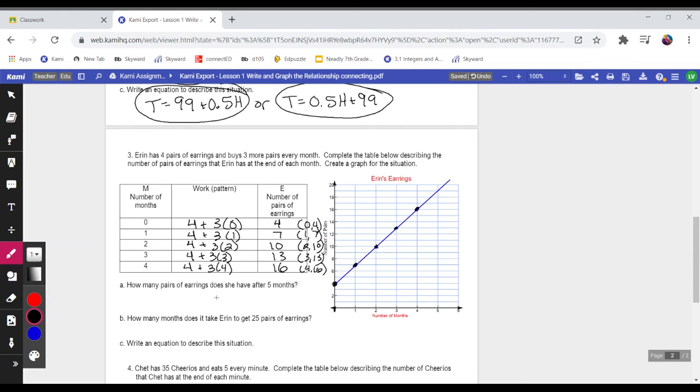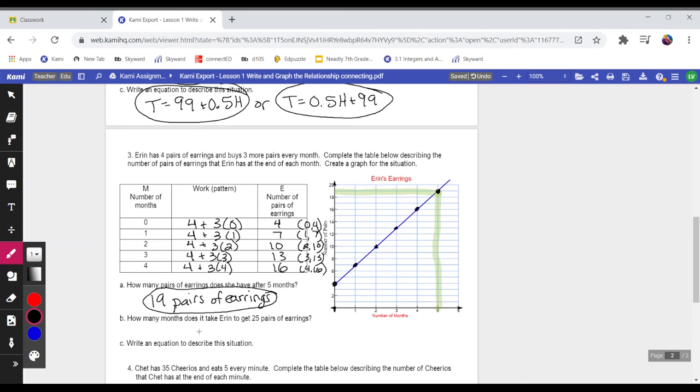So how many pairs of earrings does she have after 5 months? Well, this is on my graph. After 5 months, that is going to be 19 pairs of earrings. It's located at this point right here. So 19 pairs of earrings. Yes, you want to make sure that you are labeling these.